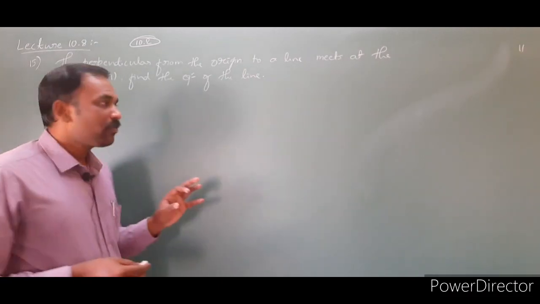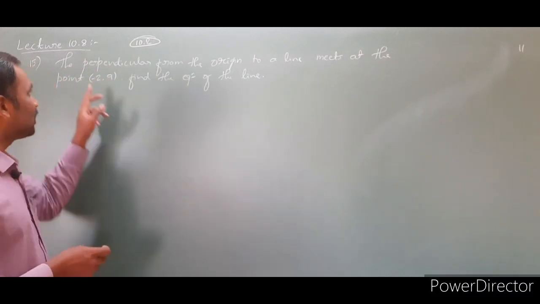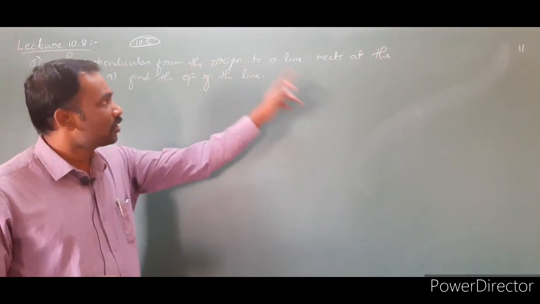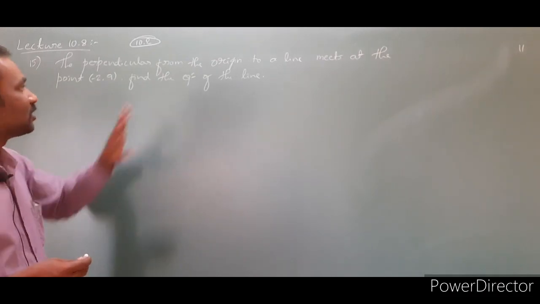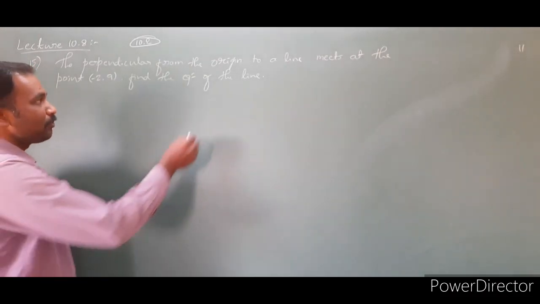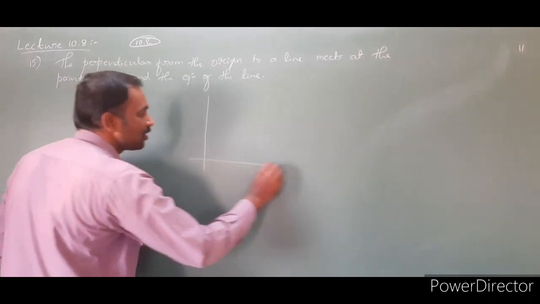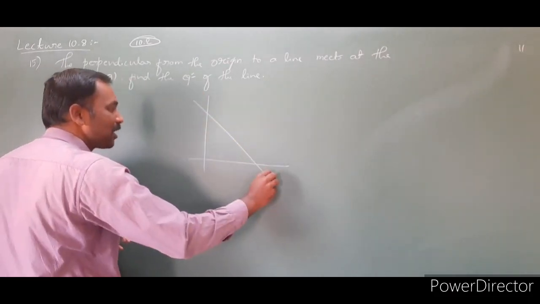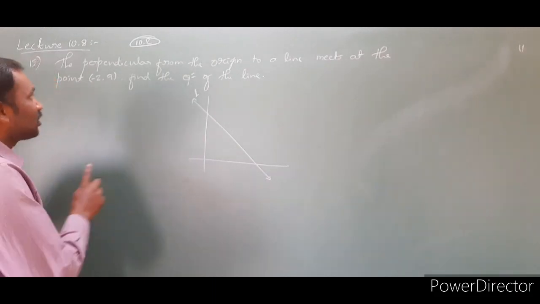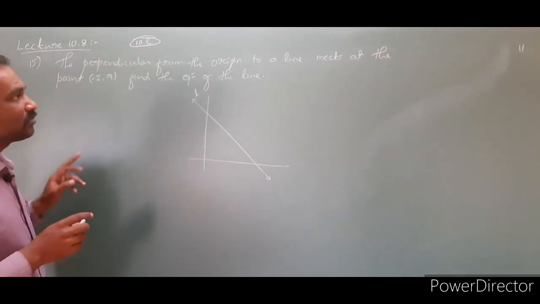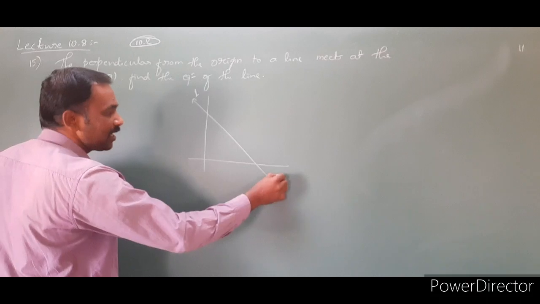We need to find the equation of the line. How is the line given? The perpendicular from the origin to the line meets the line at the point (-2, 9). Then find the equation of the line. Suppose the line is in this manner. This is the line L.